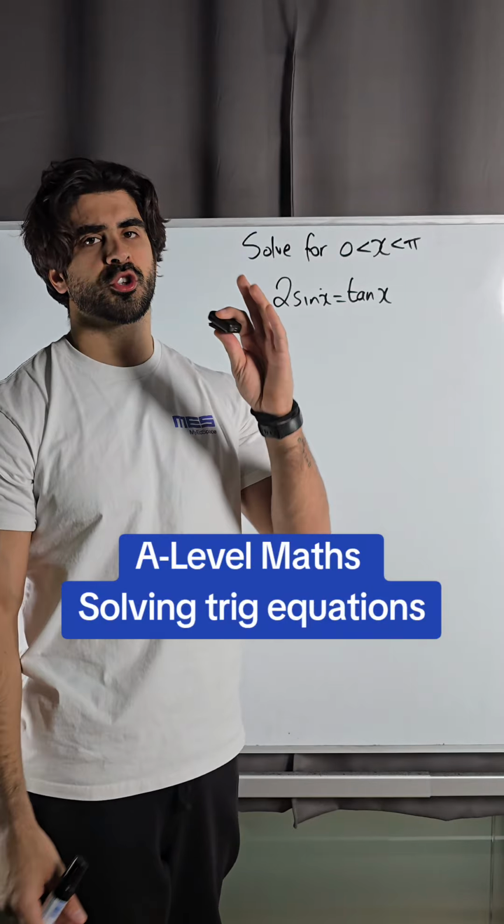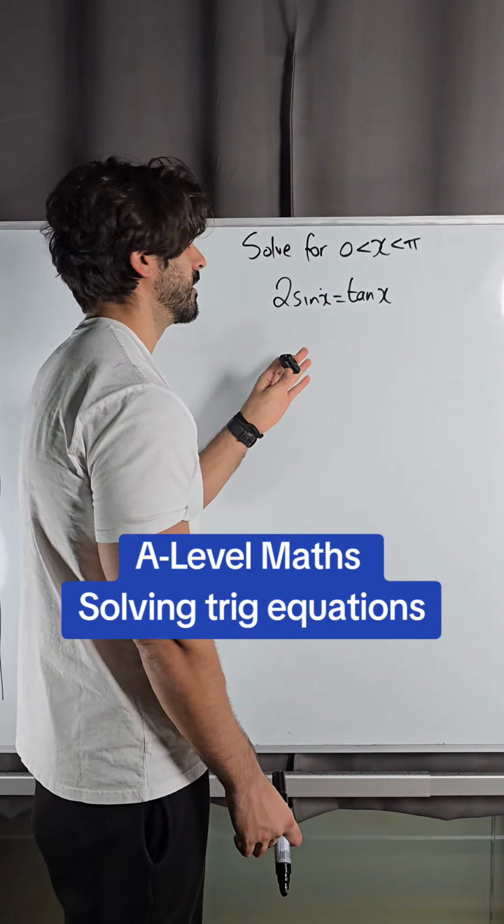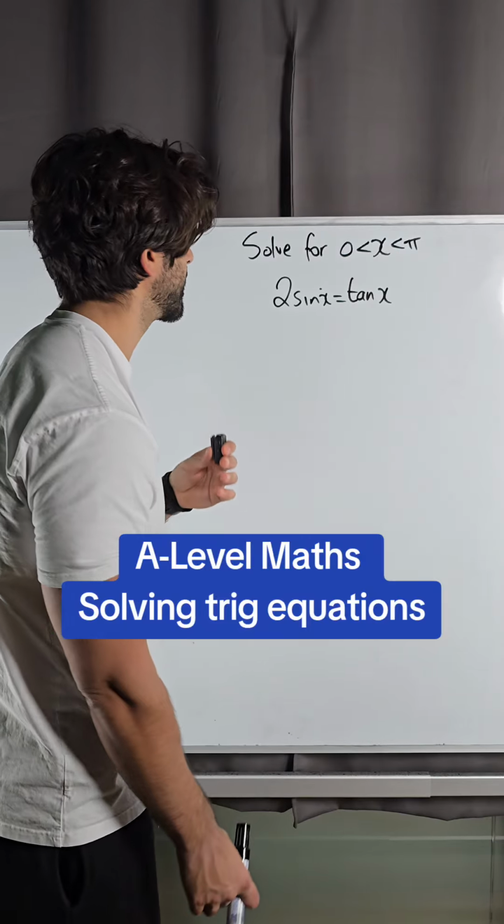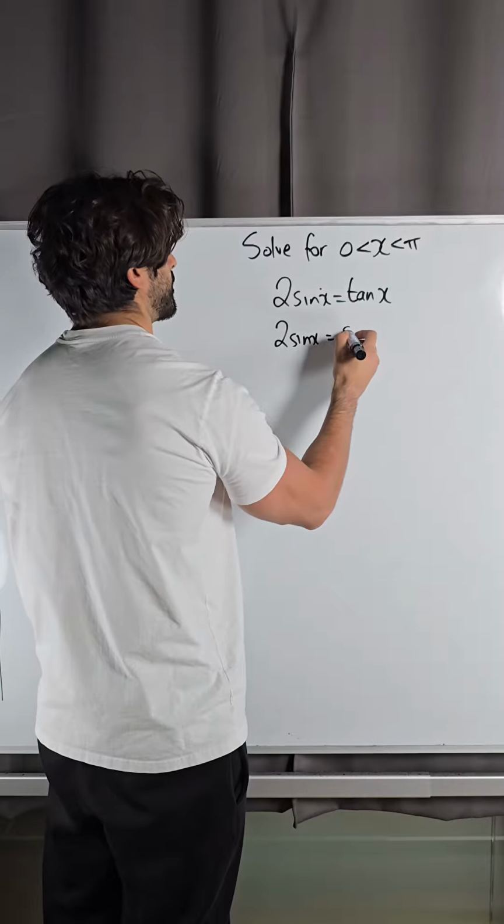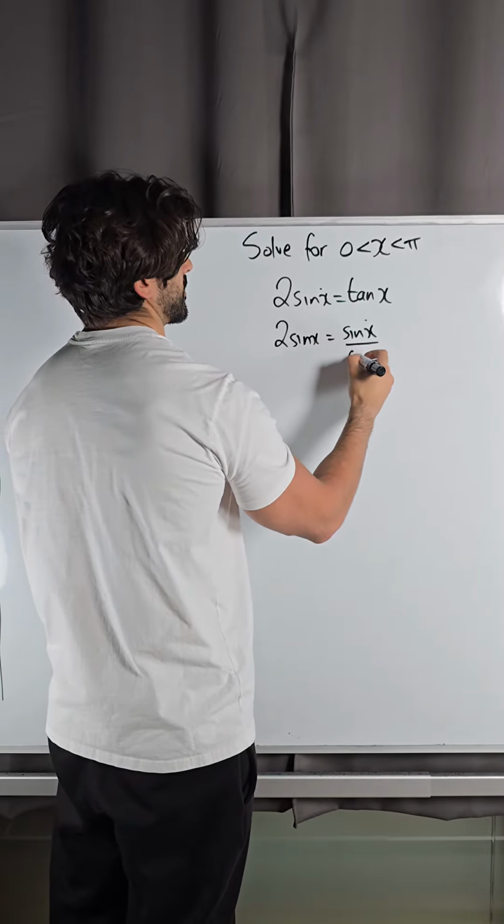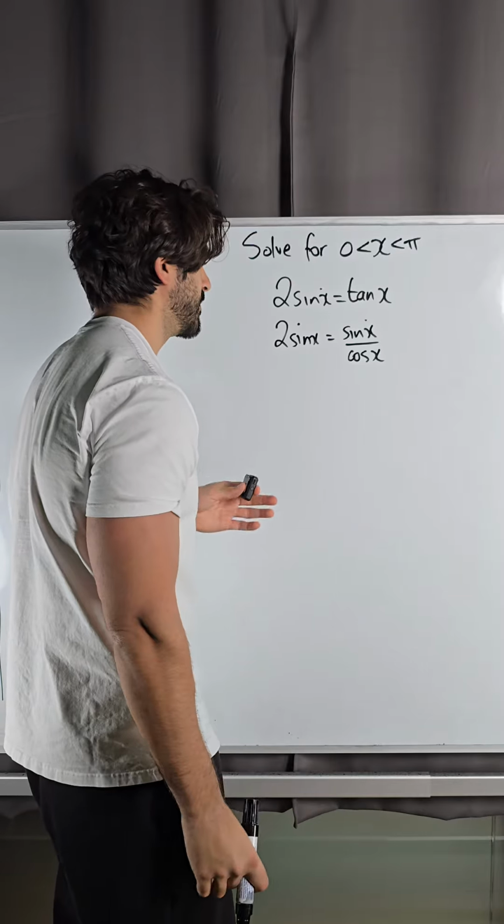Do you know what the most common mistake is when A-level students solve something like this in A-level maths? Well, the first thing they do, obviously, is rewrite tan as sine over cos. Let's see if you guys spot it. If you knew what it was, I've marked so many papers in my time.